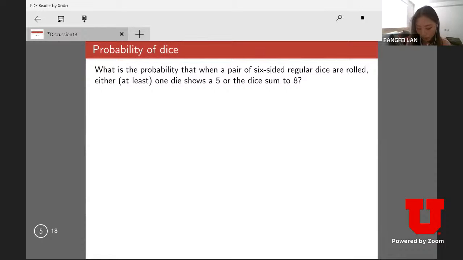So let's look at this one. This one should be an easy one. What is the probability that when a pair of 6-sided dice are rolled, at least one die shows a 5 or the dice sum to 8? What are the two events here and what should we do?